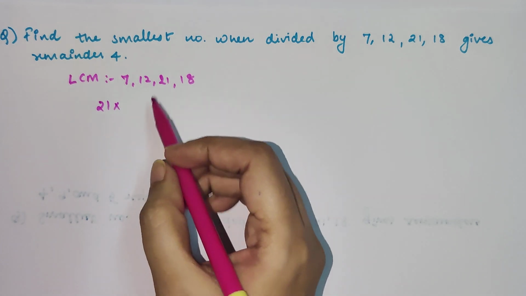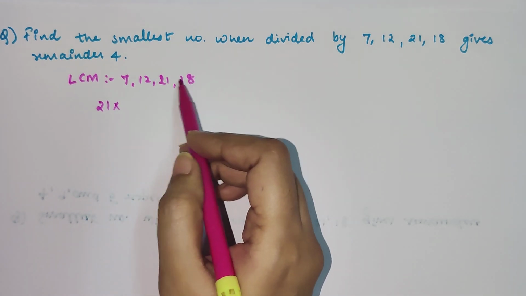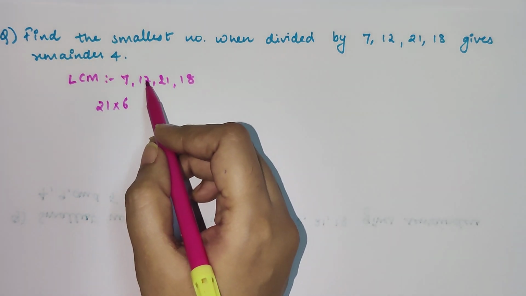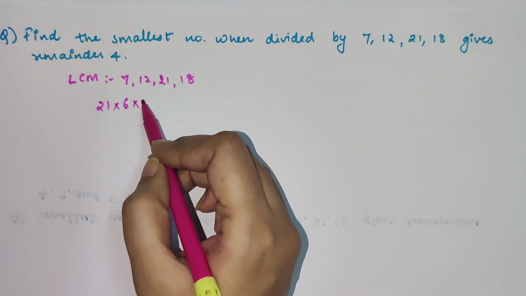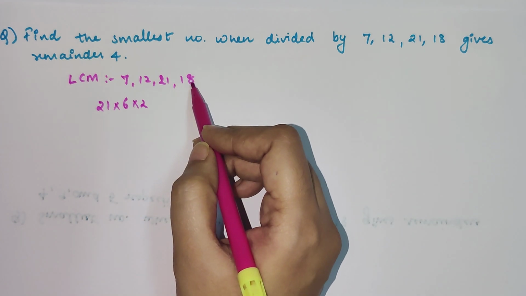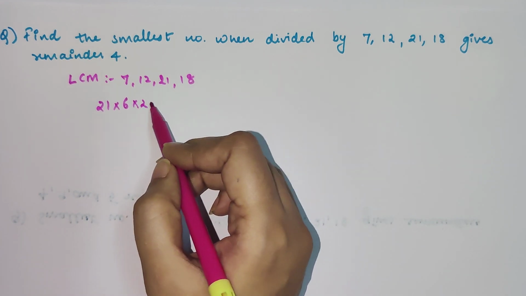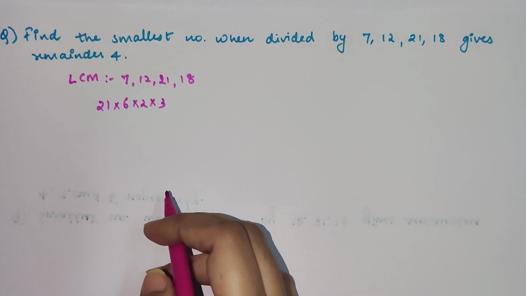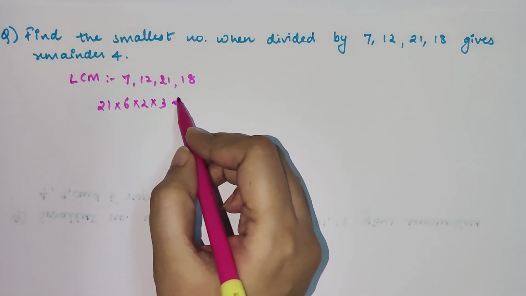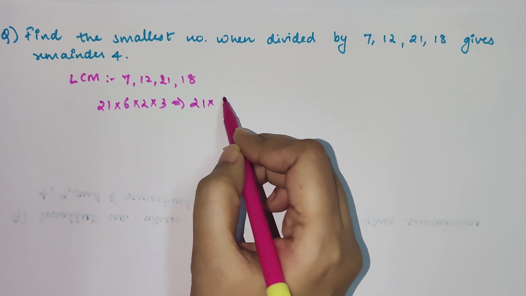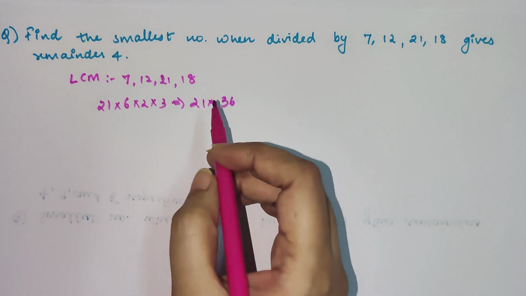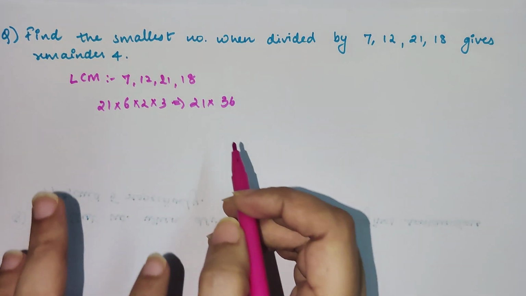Okay, then here, if I say correctly, I have a common multiple of 6, correct, and if I take 6 outside 12, I am just left with 2. Similarly, if I am taking 6 outside 18, I am left with 3. Okay, so my LCM is now coming out to be 21 into 36. Okay, so now this is going to be my LCM.